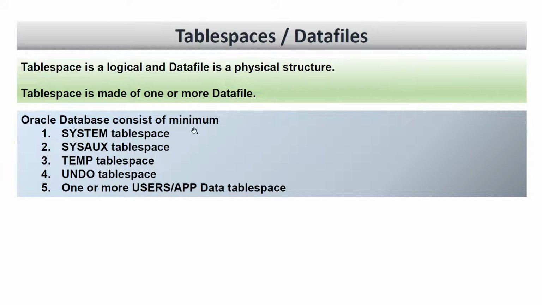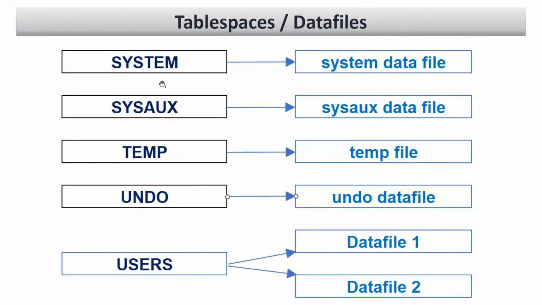Oracle database consists of a minimum of a system tablespace, sysaux tablespace, temp tablespace, undo tablespace, and one or more users application data tablespaces. So you must have system; sysaux is not mandatory, but you should have it; temp, undo, and one or more. Now, the tablespace is logical while the data file is physical. Each tablespace will have one or more data files. So you can have multiple data files for system, multiple for sysaux. I've not shown it here, but you can have more than one data file for system, more than one data file for sysaux, etc.